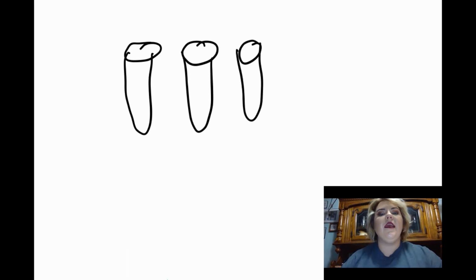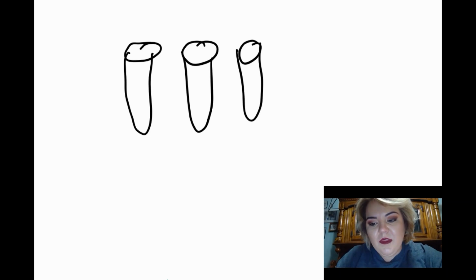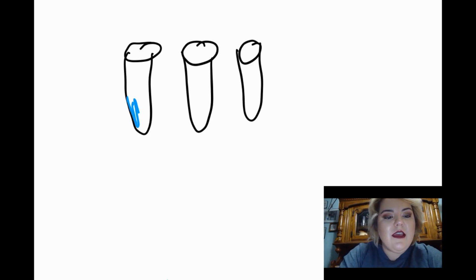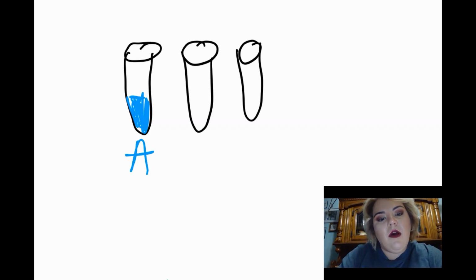So what they're going to do is take a sample of your blood, bring it back to the lab, and in the lab, they're going to have a tray with 3 little test tubes. In these test tubes, there's going to be a solution that has antibodies, okay? So this will be our A antibodies, and we'll have our B antibodies here, and then we'll have our RH antibodies.